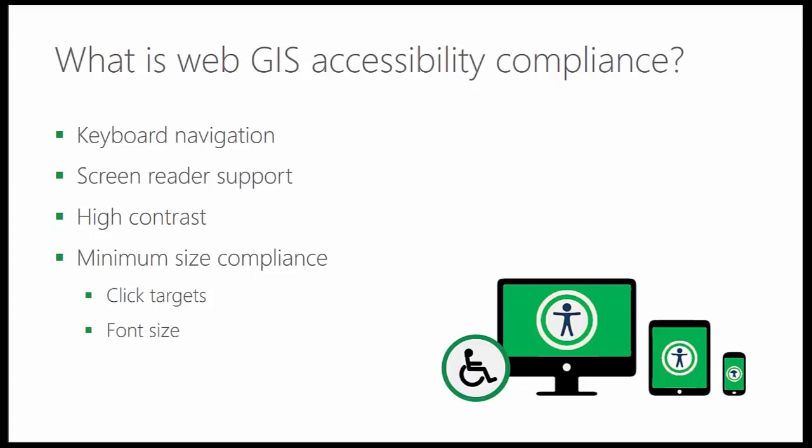Everything supports a screen reader, meaning that if I'm visually impaired and I have a screen reader, I'm able to interact with the interface in a way that it will speak to me and tell me what's going on. We need to support high contrast and make sure that folks that have difficulty with their vision or certain types of color blindness can change the contrast. And then there's minimum size compliance. Again, this is a visual thing, making sure that the things you're clicking on or the font sizes are not too small to be easily seen. So this is where, for us, our HTML5 viewer for Geocortex Essentials has really focused.